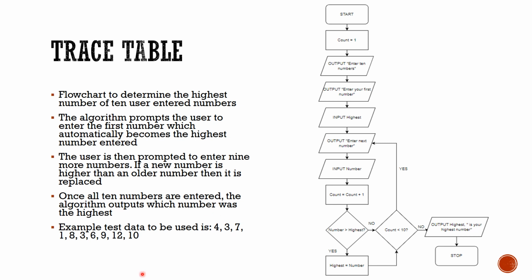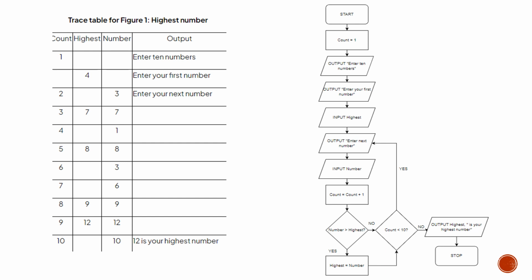So this is the test data. Test data will be given to you in your exams. By using this flowchart, you have to test this data on this flowchart. How are you going to do this? In the first step, it's going to start. There is a variable count. I have declared count as a column name. Then there is an output, enter 10 numbers, so an output column, enter 10 numbers.